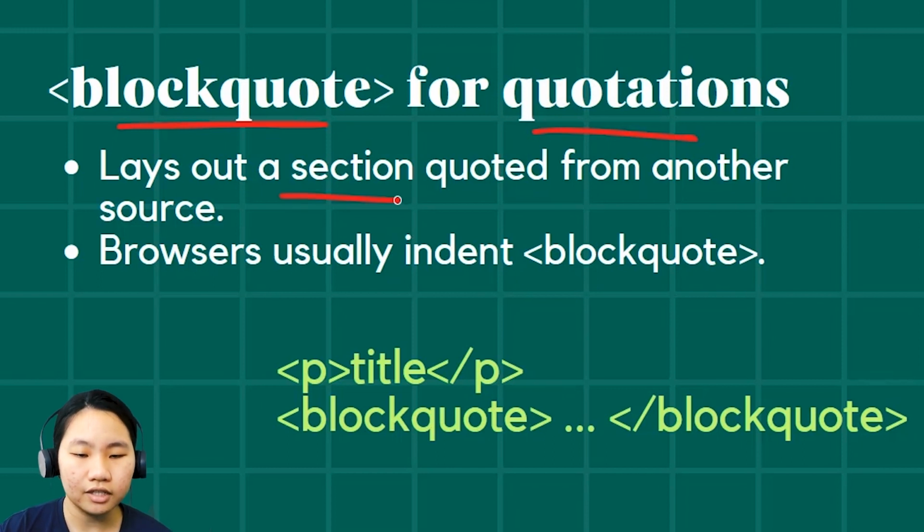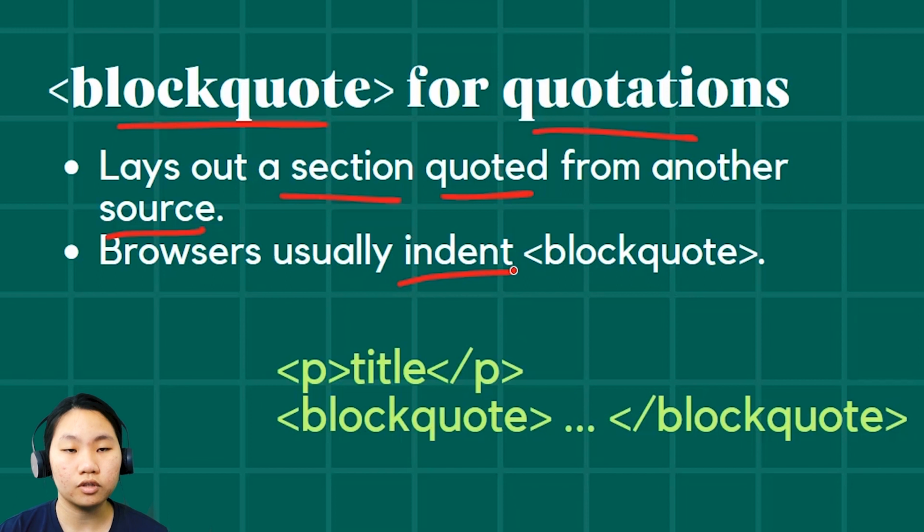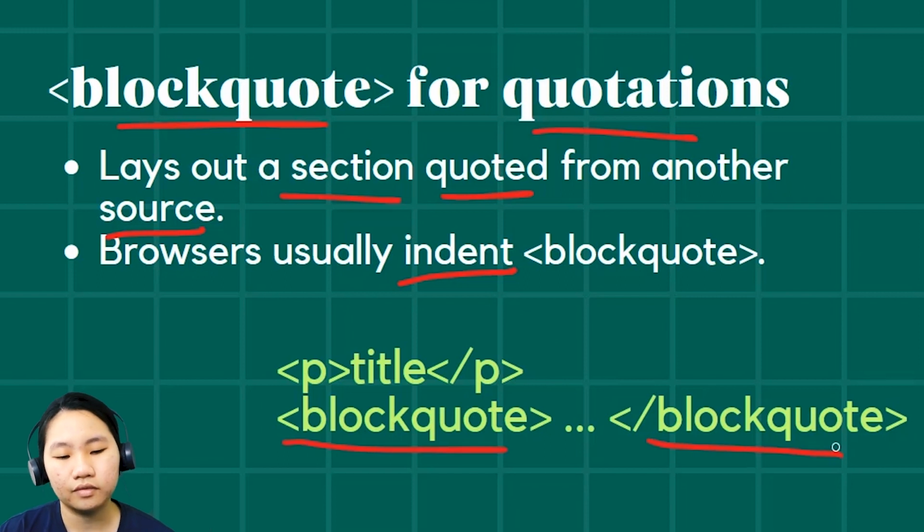And it lays out a section quoted from another source. So you do need to copy and paste the link of the source. The browsers automatically indent the block quote, so block quote has its own text formatting. And this is the syntax, right? Block quote exists by itself. You shouldn't put it in P. It should be outside of a paragraph tag.